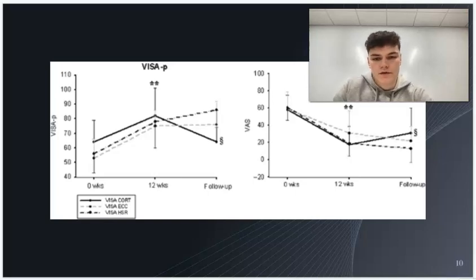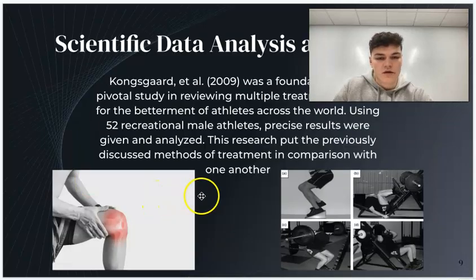So these 3 groups were the CORT group, which is ultrasound-guided injections for anti-inflammatory treatment, and then the ECC group, which is an eccentric exercise program. This was done as 3 sets of 15 eccentric exercises twice daily. And then the HSR was a weightlifting program that was recommended for 4 sets of 15 reps each and every day.